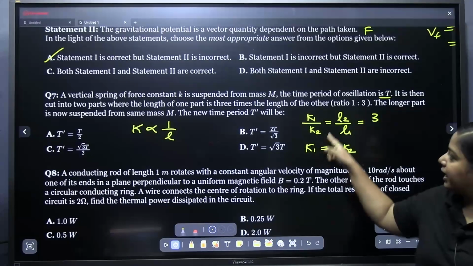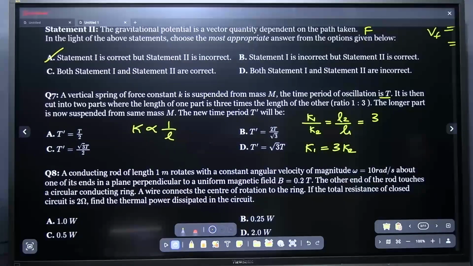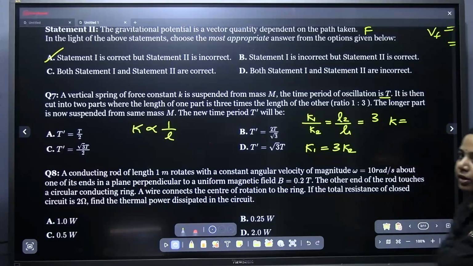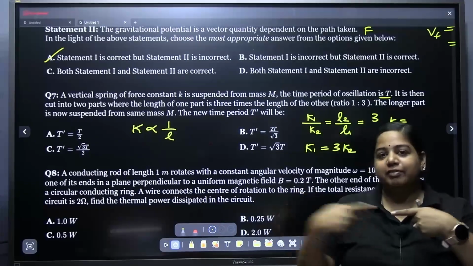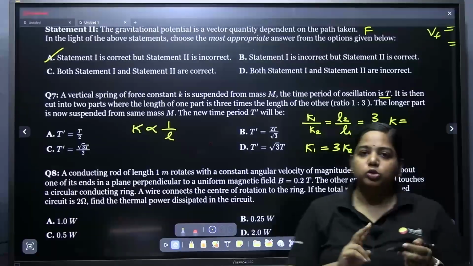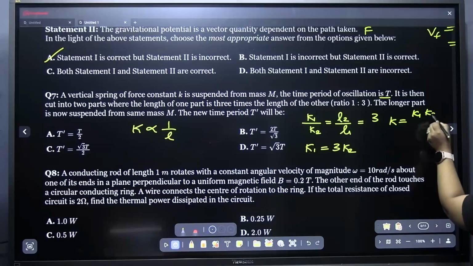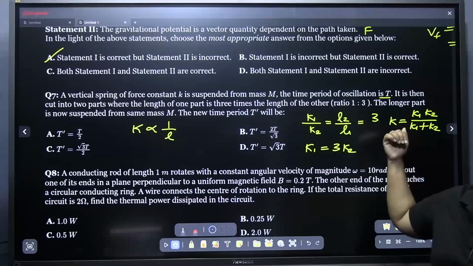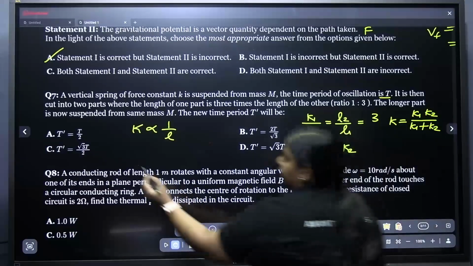So we want to find for the longer part, right? Which is the longer part? K2 is the longer part. So for K2 we have to find. When we are cutting, it is separating. When we are joining it back together, it will be like two springs in series. Two springs in series means K effective will be equal to K1 K2 divided by K1 plus K2. Substitute for K1 from this and you can get K2 in terms of K.